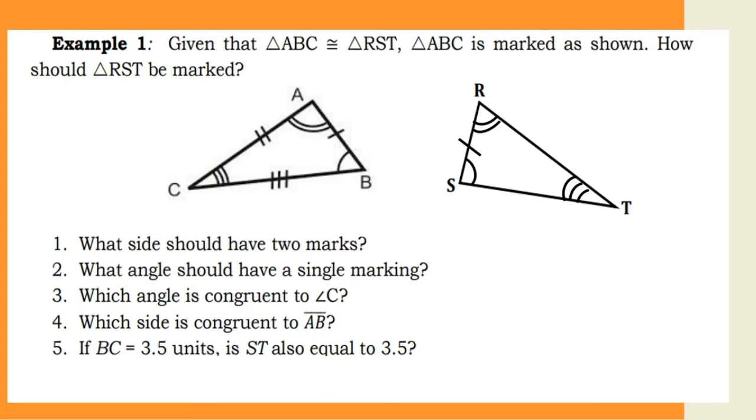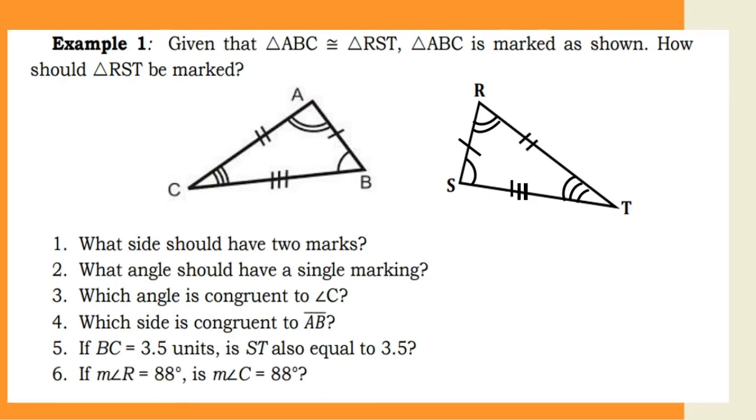For number 5, if BC is equal to 3.5 units, is ST also equal to 3.5 units? Since BC corresponds to ST, then they are congruent. And also, their measurements are equal. If 3.5 is the measurement of BC, then segment ST also measures 3.5. So, the answer for number 5 is yes.